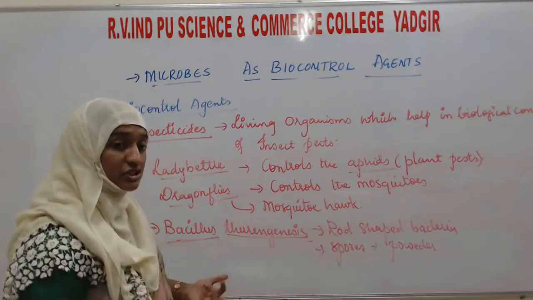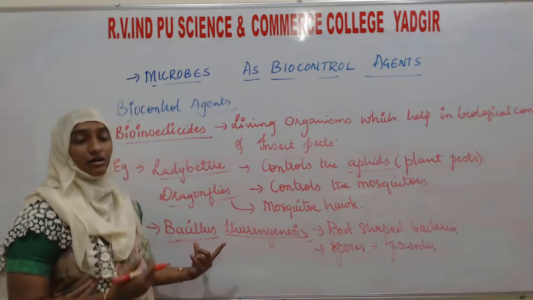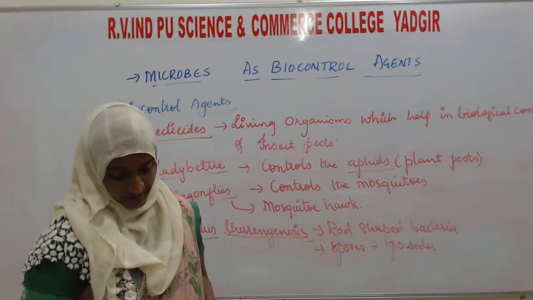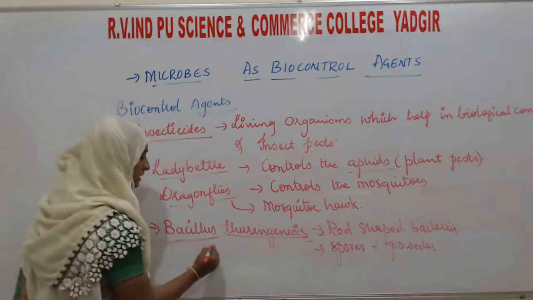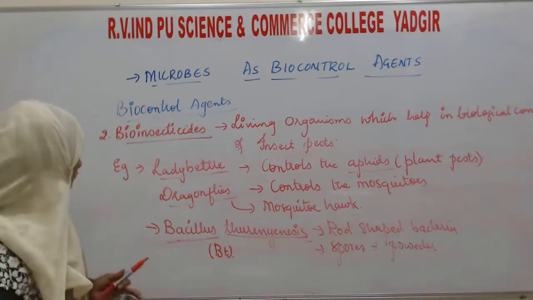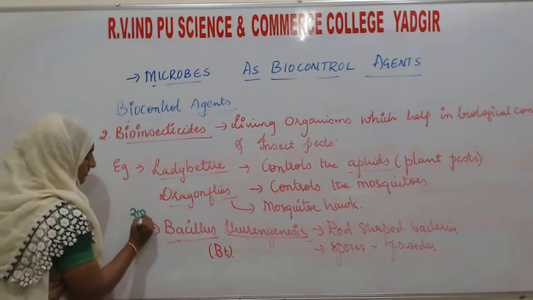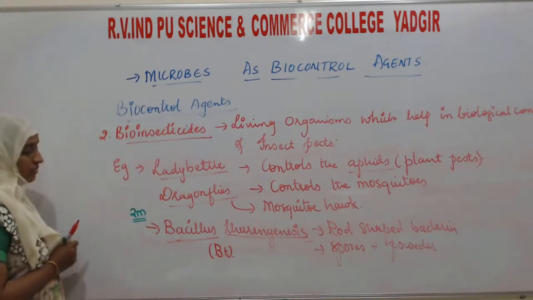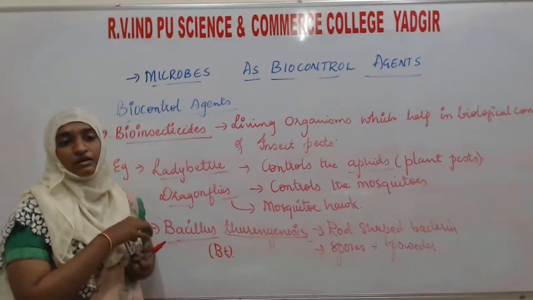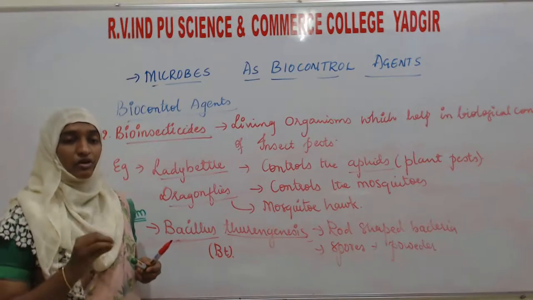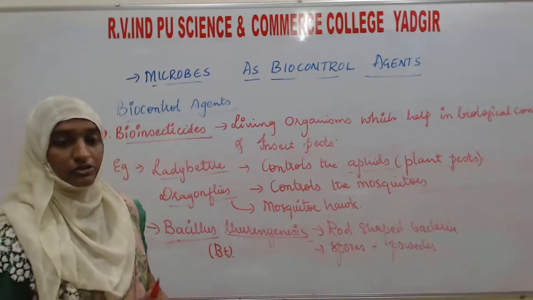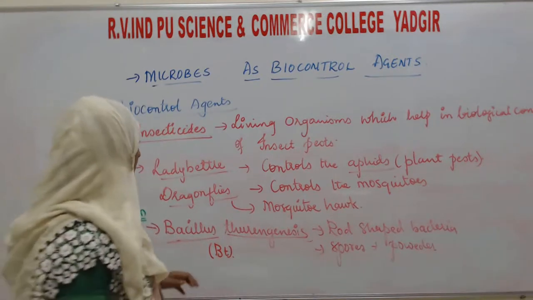So what is the action of this bacterium on the insects? That bacterium, Bacillus thuringiensis, is also written as BT. This is one of the important questions for exams. Its spores are used in powder form for controlling insects. How are they going to control the insects?